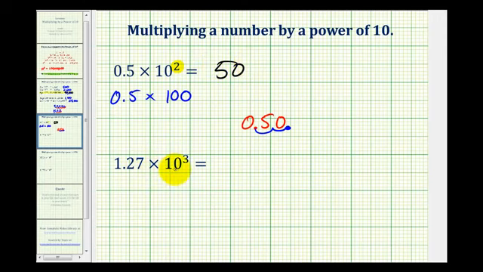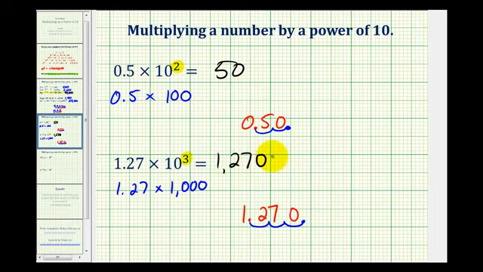So for 1.27 times 10 to the third, which would be equivalent to 1.27 times 1,000, we'll take our decimal of 1.27 and move the decimal point 3 places to the right. So starting here, we'll move it 1, 2, 3 places. We're missing one digit here, so we'll add a 0. So this product will be 1,270. Let's take a look at two more of these.